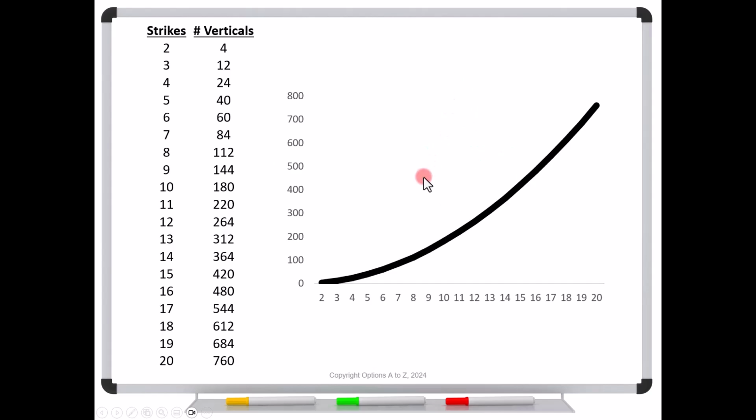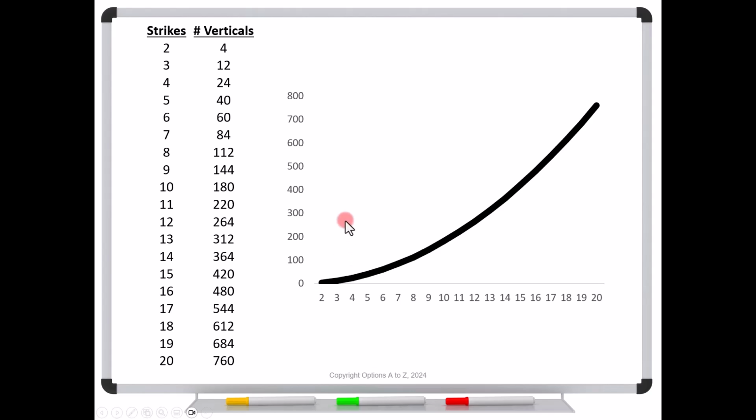So the thing to notice is look at this. As you go past, let's say 5 strikes, you're up to 40 different verticals. If you have 10 strikes, there's 180 different verticals in there. And so this black line is just simply the graph of this second column. And you can see it starts to go up exponentially. So what's the thing to take from this? Well, the main thing is to just recognize that you have a lot of different choices.